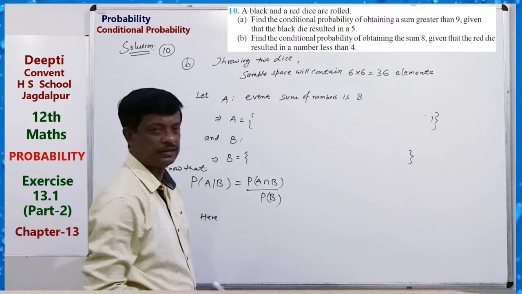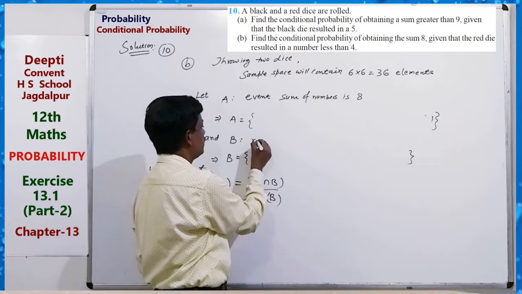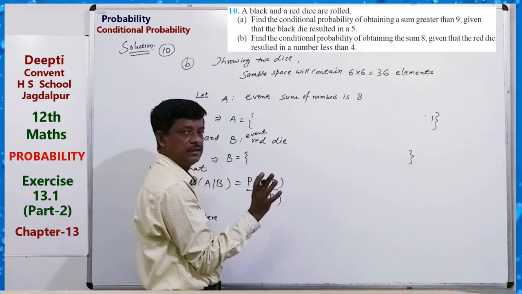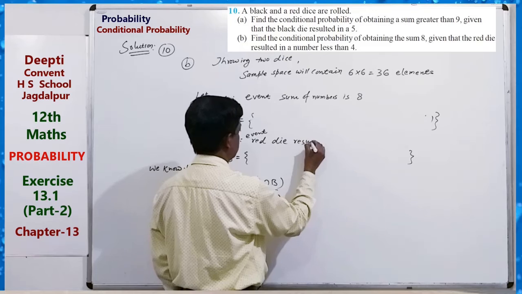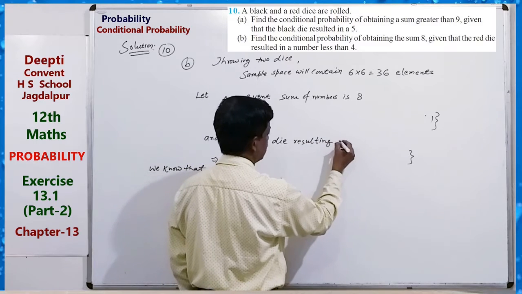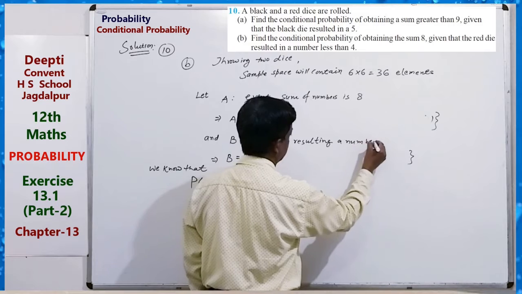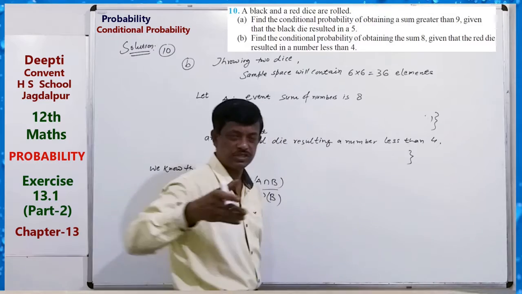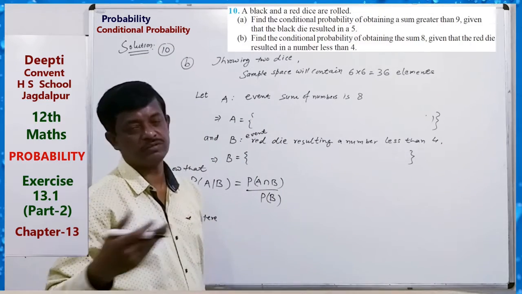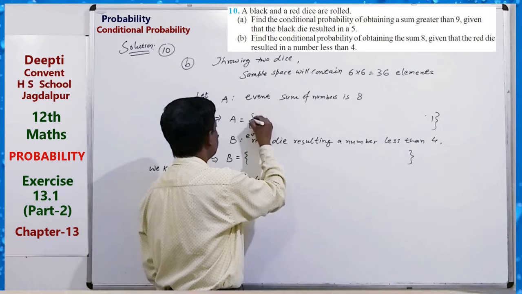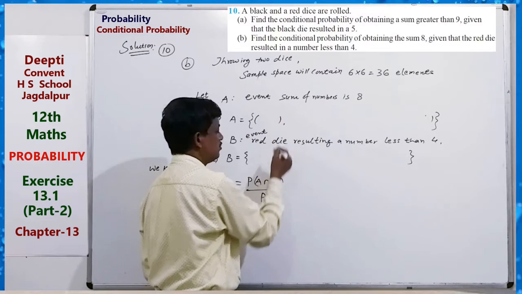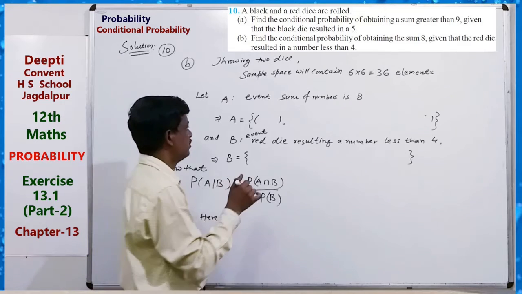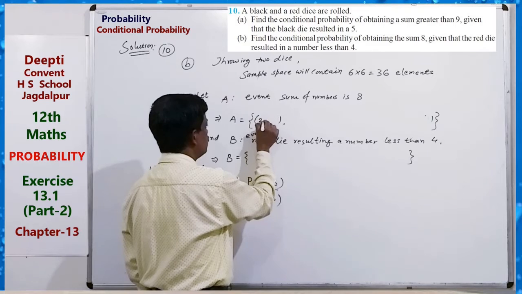And the second event is that the red die results in a number less than 4. The second position is the red die, less than 4 means 1, 2, 3. So here the elements with sum 8, first black and then second red: 2, 6.